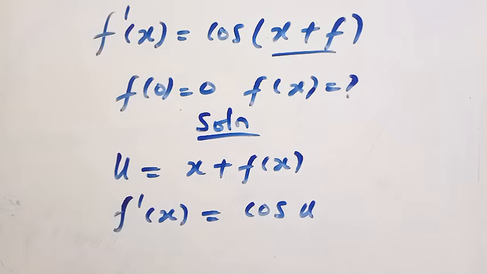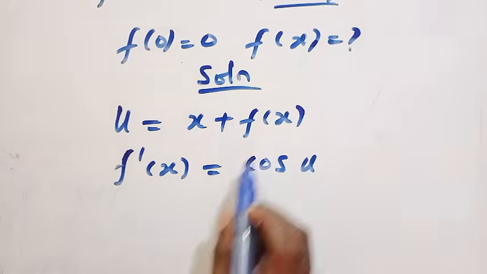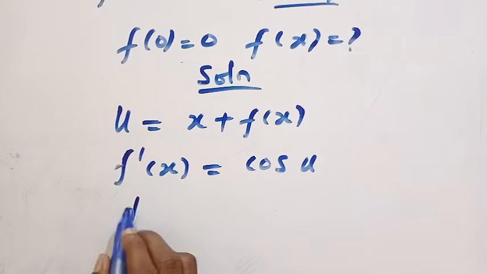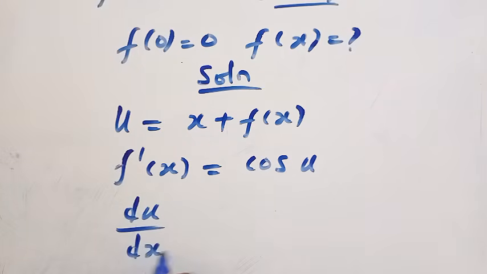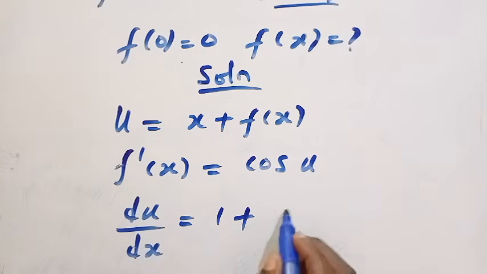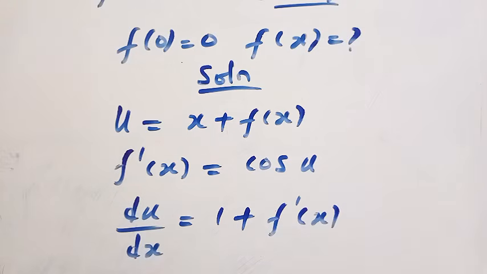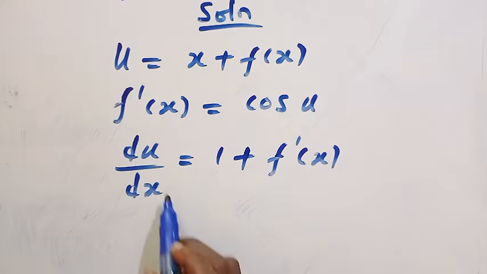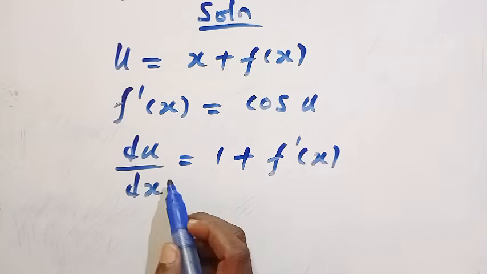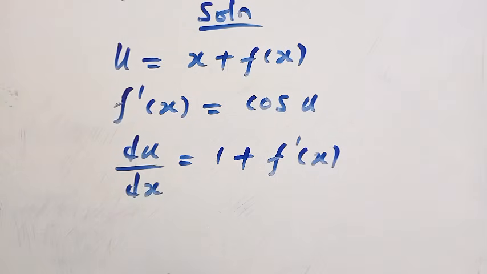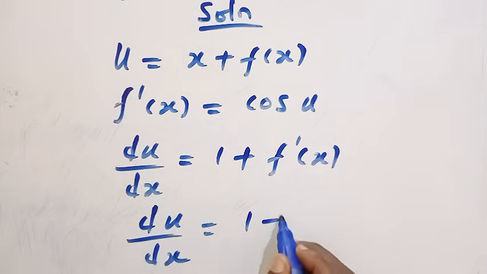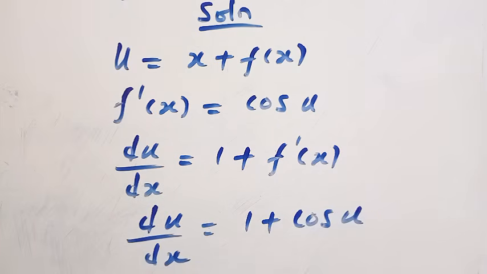Then we differentiate this. By differentiating u equals x plus f of x, we have du divided by dx equals 1 plus f prime of x. Note that we want to express all these things in terms of u, but f prime of x is given as cos u. Let's replace this here. We have du over dx equals 1 plus cos u.